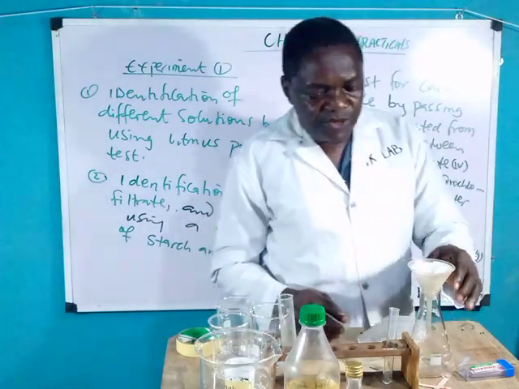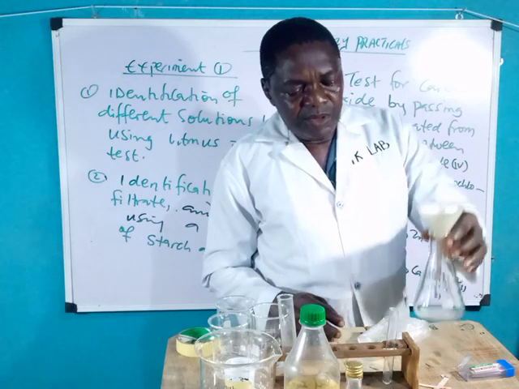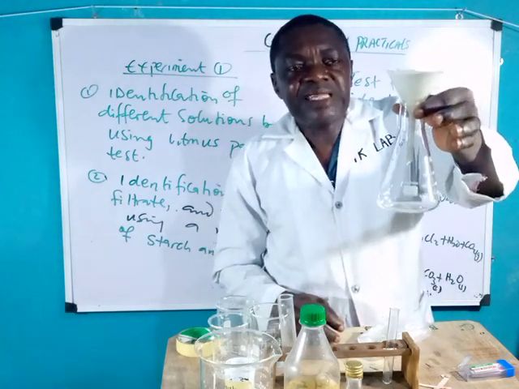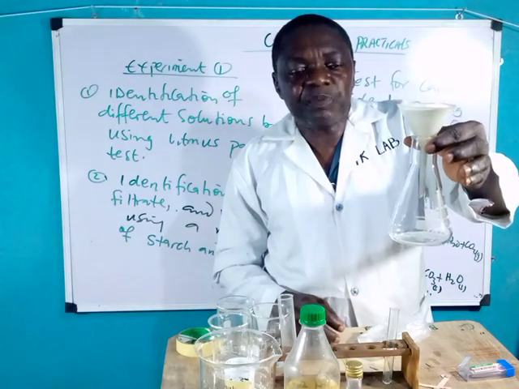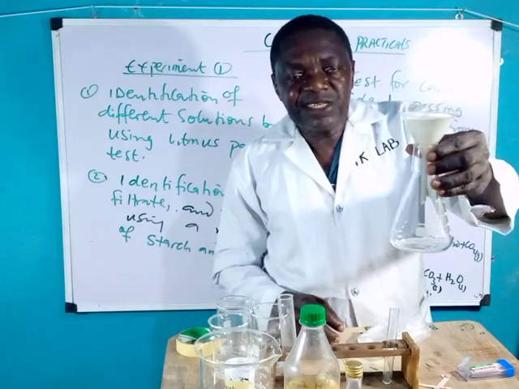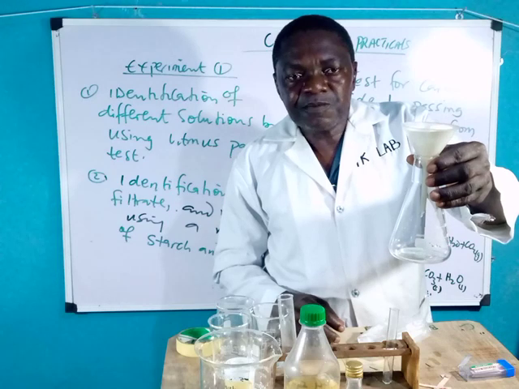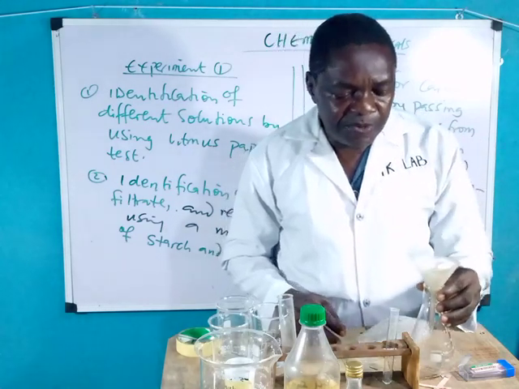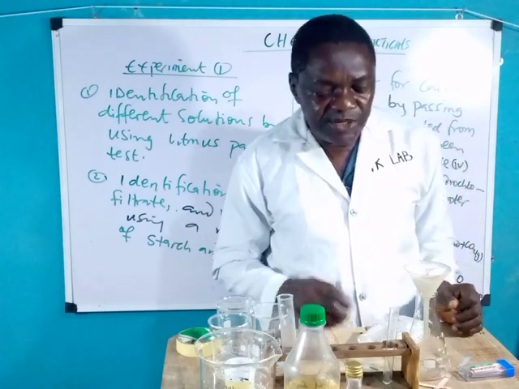You just wait a little. You can see it's gradually dropping. That which is passing through, which is able to pass through, is not the solid starch. It is the filtrate. The filtrate is what is passing through. Then what will remain on top is called the residue, which is not able to pass.